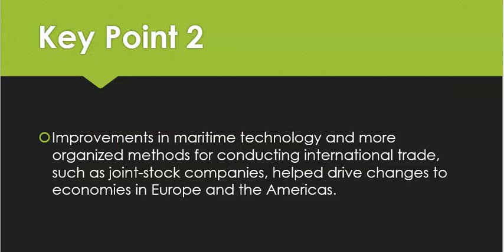Here is key point 2. Improvements in maritime technology. Maritime means oceans, sea technology. Organized methods for conducting international trade, such as joint stock companies, helped drive changes to European economies and economies in the Americas. So, what does that mean? Well, changes in technology and changes in international trade and government are part of what helped make these changes in Europe and the Americas happen. You don't get those changes without those new developments, which we're going to talk about in the next slide.